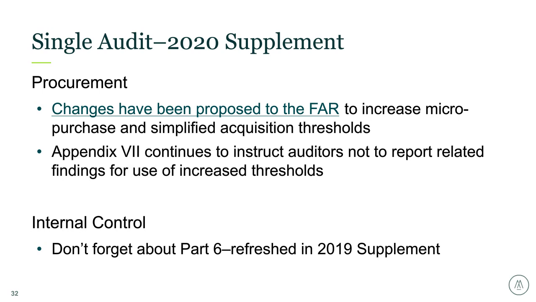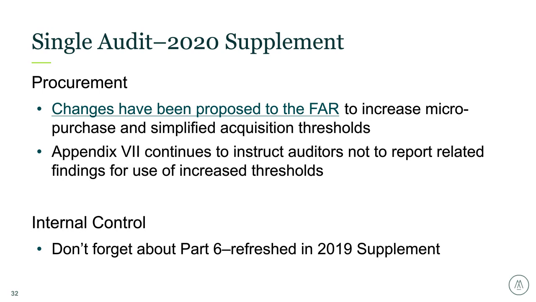No idea of the timeline of that, but you'll see in a moment the uniform guidance is proposed to be revised to decouple the reliance on the FAR for the micro-purchase threshold. But Appendix 7 will continue to have the language saying that auditors are not to report findings if an entity is using the increased thresholds and they've updated their written procedure. So that will continue just like it was in 2019.